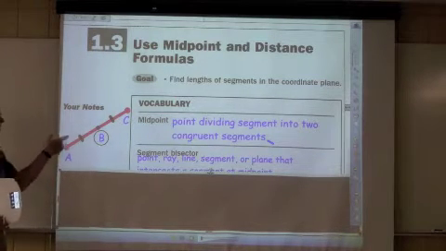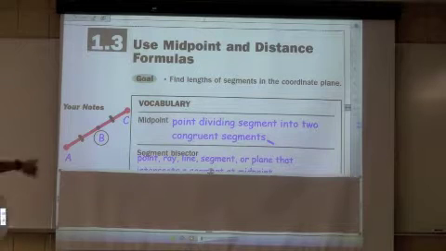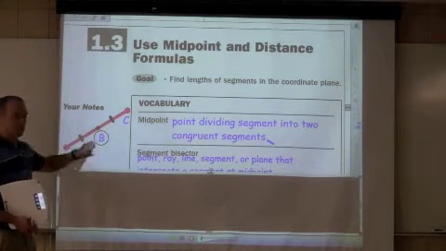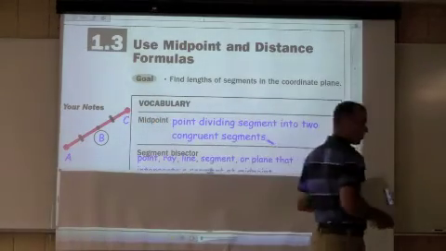If you look at A, B, and C, which one would be the midpoint? B. And what do these little hash marks mean? Those lengths are equal. So we'd say AB is congruent to BC.